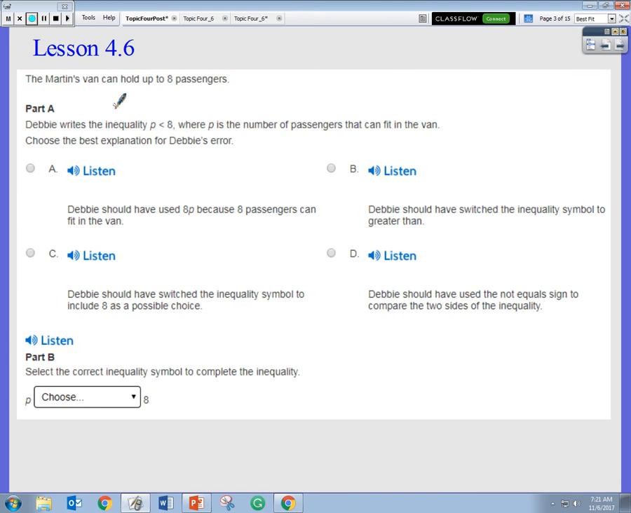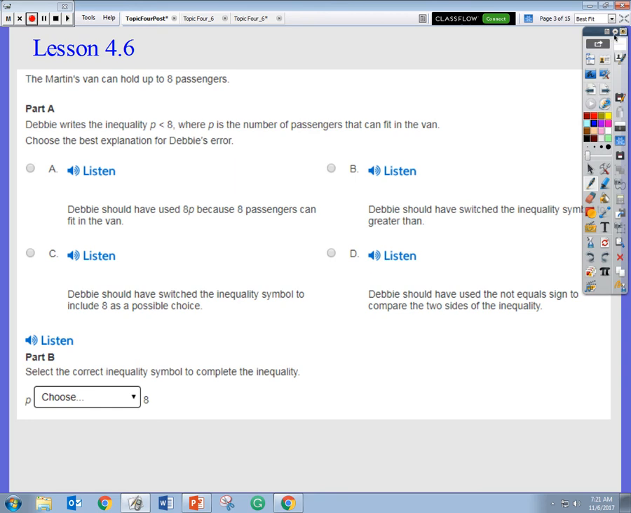The Martin's van can hold up to 8 passengers. Debbie writes the inequality P is less than 8, where P is the number of passengers that can fit in the van. Choose the best explanation for Debbie's error. Okay, well, first thing, they've already told me that Debbie made a mistake. Debbie writes the inequality P is less than 8. It says the Martin's van can hold up to 8 passengers. My first thought is that P could equal 8, but it doesn't have to hold exactly 8. So that means P is going to be less than or equal to 8. The most passengers it can hold is 8, but it can also hold fewer than that. You could hold 6, 7, 1, 2, etc.